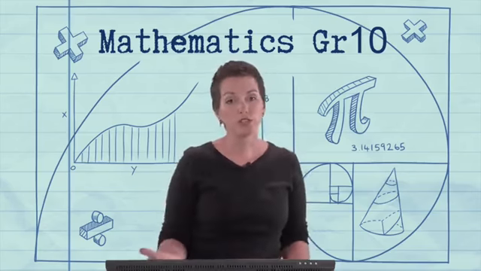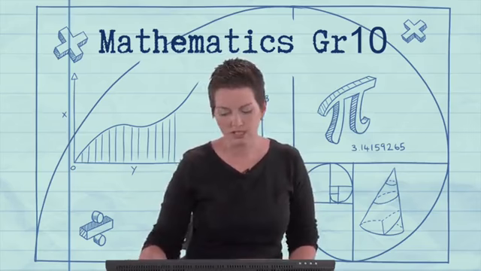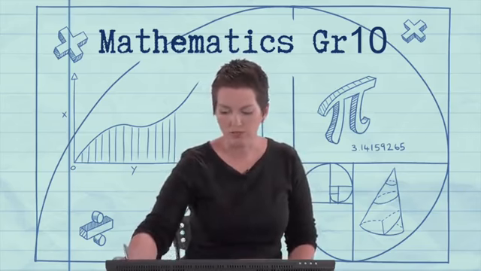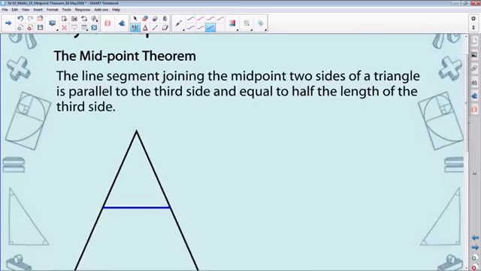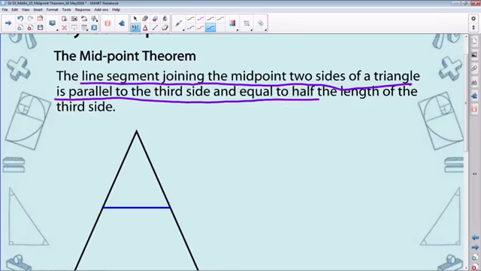Anyway, today we're doing the midpoint theorem, and so the next slide starts us off with the thoughts about the midpoint theorem. And it says the line segment joining the midpoint of 2 sides of a triangle is parallel to the 3rd side and equal to half the length of the 3rd side.